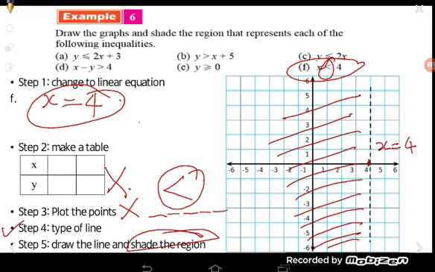Now you can do exercise 6.1c. Yeah, 6.1c, and I think you can do all the questions. So all the best to you. Bye.